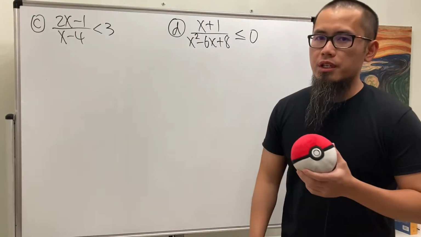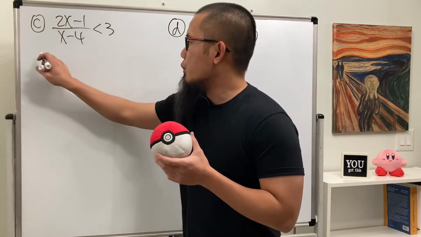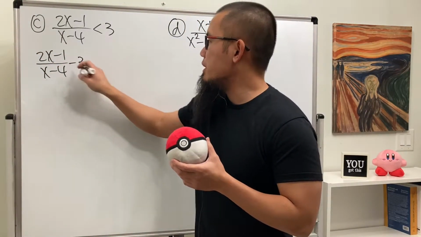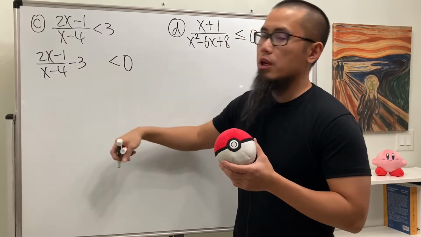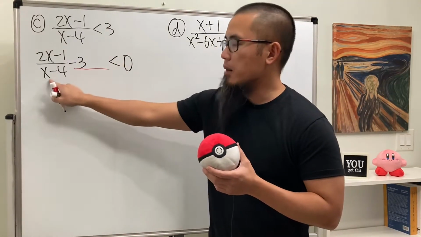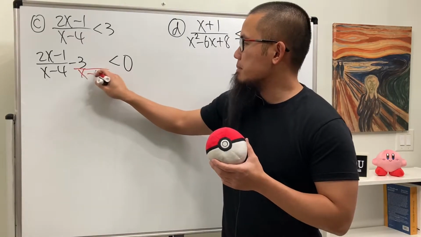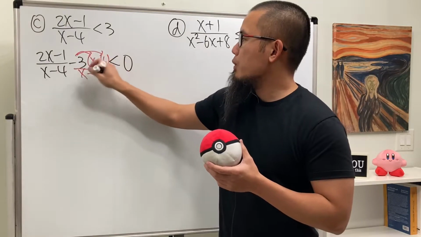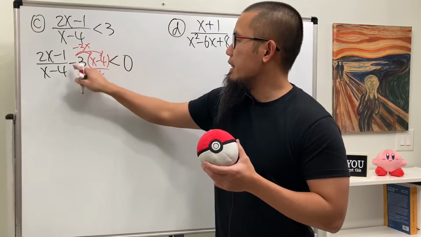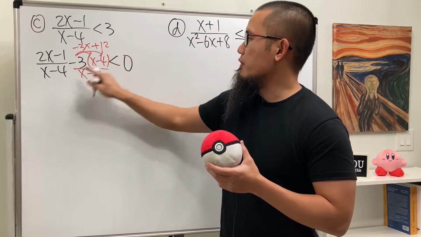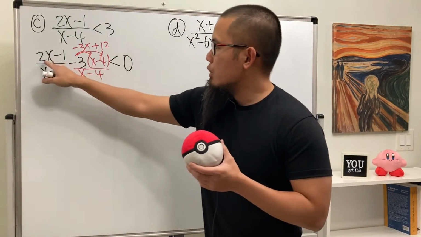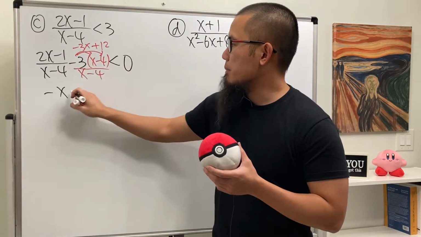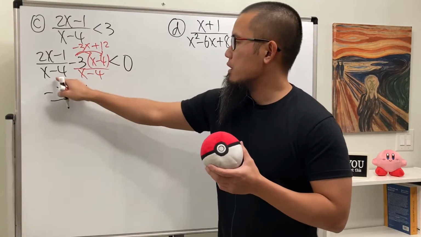Well, similar to earlier, right? So let's bring the 3 to the other side. We have 2x minus 1 over x minus 4 and then minus 3. And we want this to be less than 0. And then again, let's go ahead and get a common denominator, which is this. So multiply x minus 4 here and then x minus 4 here. Distribute this real quick. We get negative 3x and then plus 12. And then we see 2x minus 3x, we get negative x. Negative 1 plus 12, we get plus 11 over the same denominator.